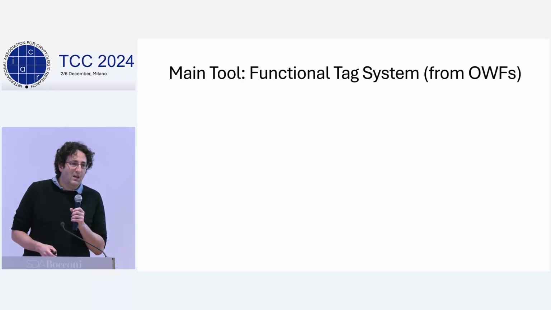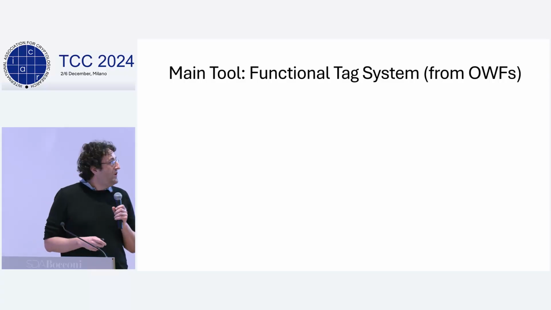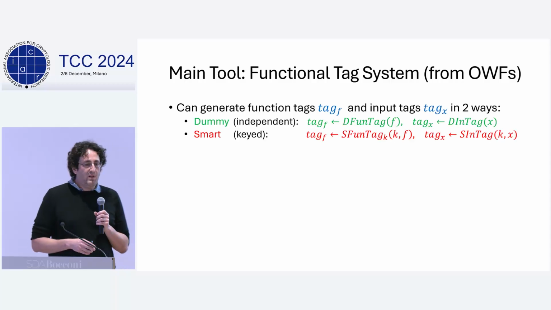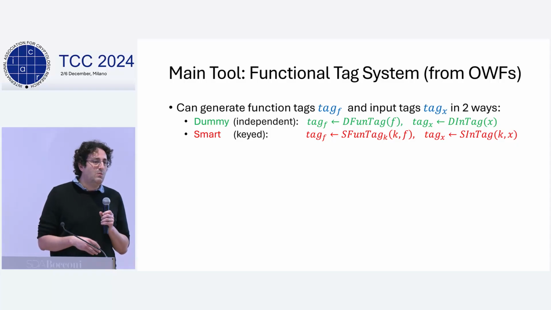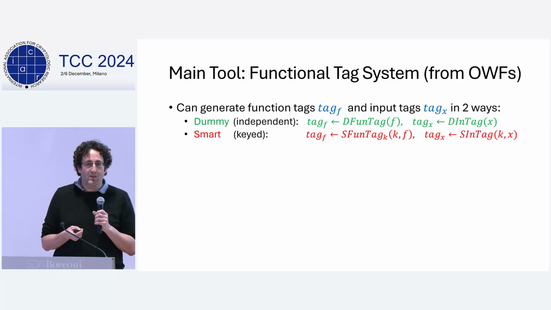The main technical tool that we use to achieve this is by introducing a new primitive called the functional tag system. This is something that we are able to construct from just one-way functions, and then we use it with witness encryption to get adaptive security. So let me tell you what this primitive is.